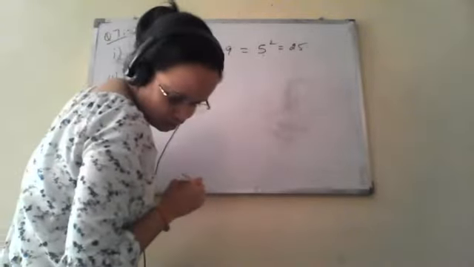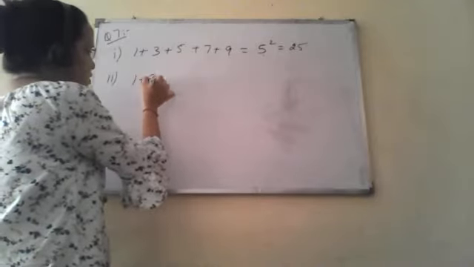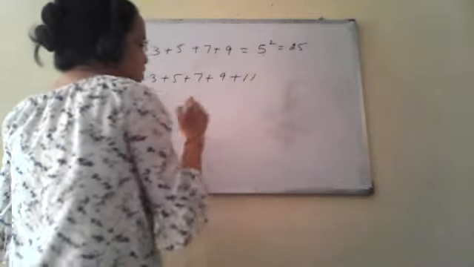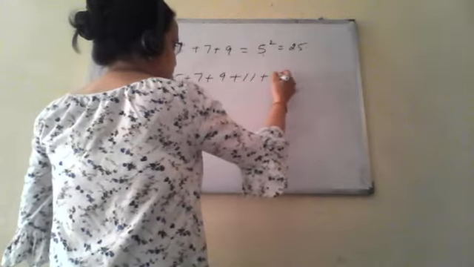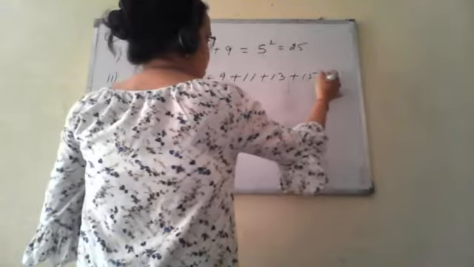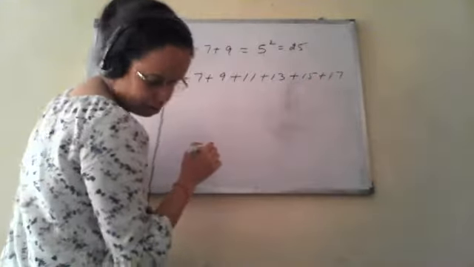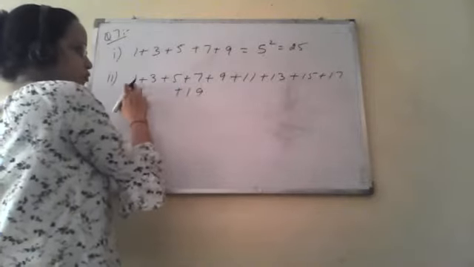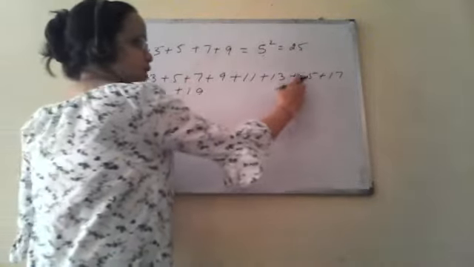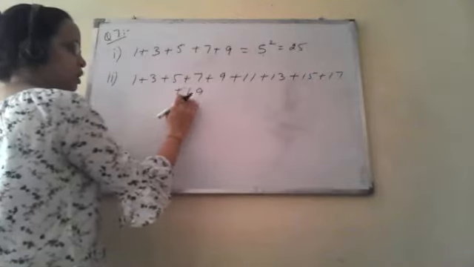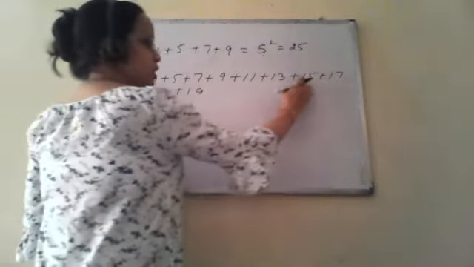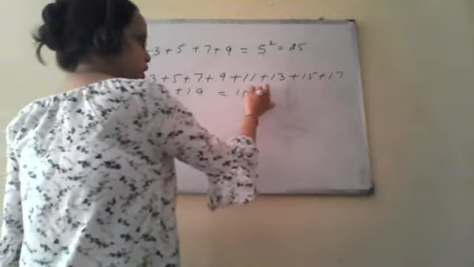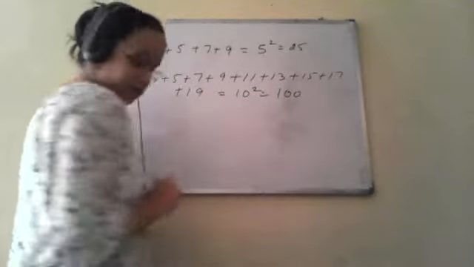Next is 1 plus 3 plus 5 plus 7 plus 9 plus 11 plus 13 plus 15 plus 17 plus 19. How many odd numbers are there? 1, 2, 3, 4, 5, 6, 7, 8, 9, 10. So they are the first 10 consecutive odd numbers. Their sum will be 10 square, or 100.